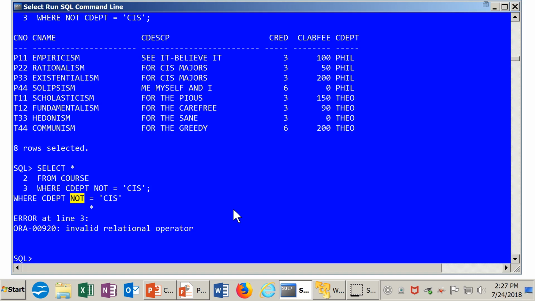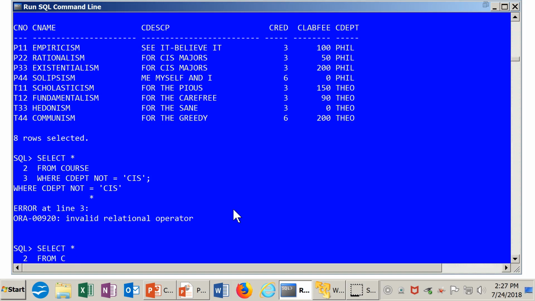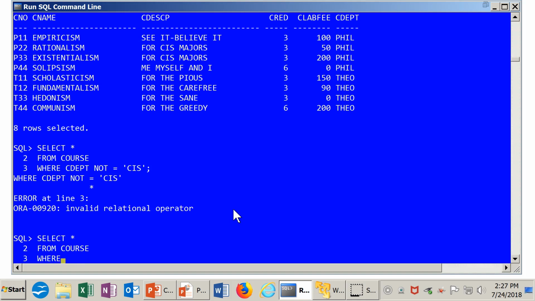However, this particular situation, where you're testing for something that is not an equal condition, occurs so often that we have a special relational operator for it, and we don't need the not keyword. What we could put is C department less than greater than. That would be not equal. And remember, we could also use the exclamation mark equal.